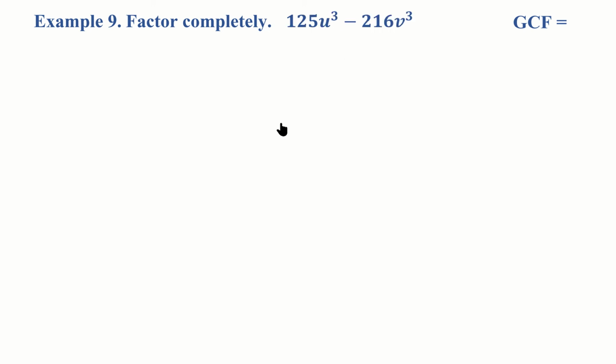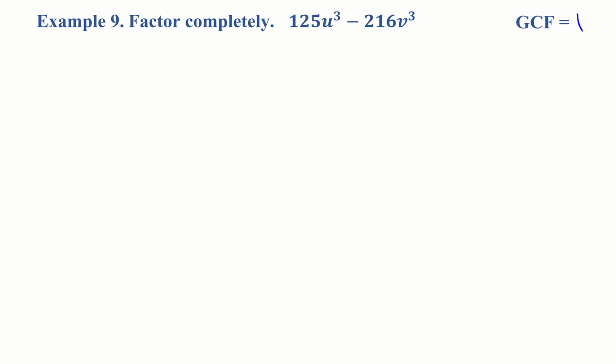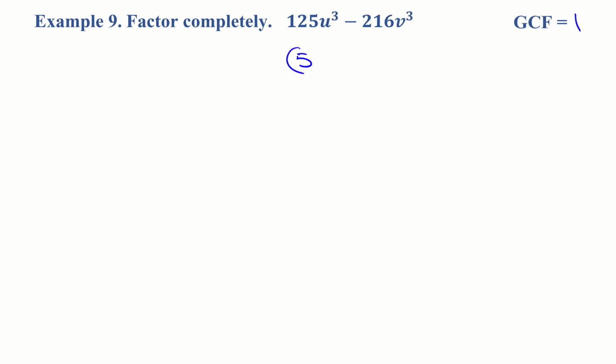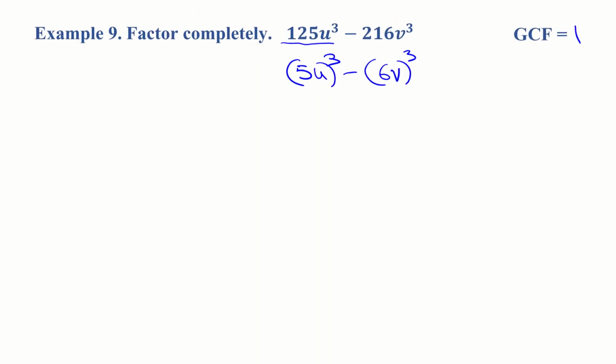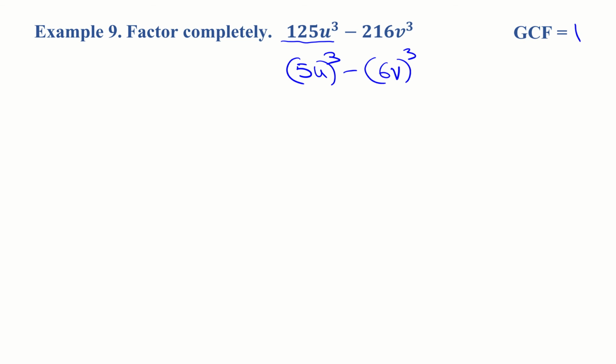Alright, so here it looks like we may have a difference of cubes. The GCF is 1. They have no other common factor. Now, if you memorize the tables that you were asked to memorize in one of the previous videos for cubes, you would recognize that 125 is indeed the cube of 5. So we can say that the first term here is the cube of 5u, and the second term is the cube of 6v. So we have quantity 5u cubed minus quantity 6v cubed.